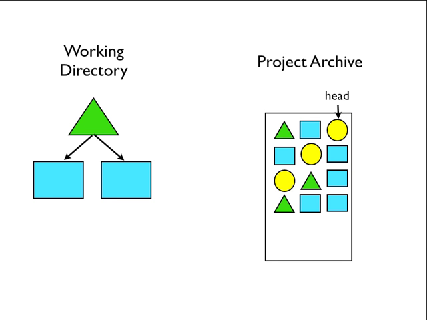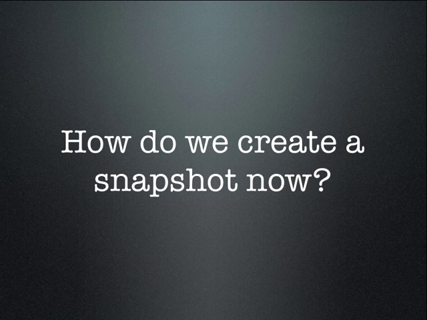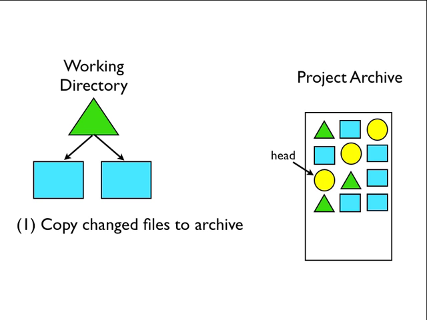Now that's great and it works perfectly so far, but we have to ask ourselves, when we started, creating a snapshot was easy. We just ran the tar command and there you had it. What do we have to do now to create a new snapshot? Well, it turns out there's 4 steps involved. Number 1, you have to go through your working directory and compare all the files to what exists in the archive and figure out which files have changed. And for any changed files, we're going to copy that into the archive.